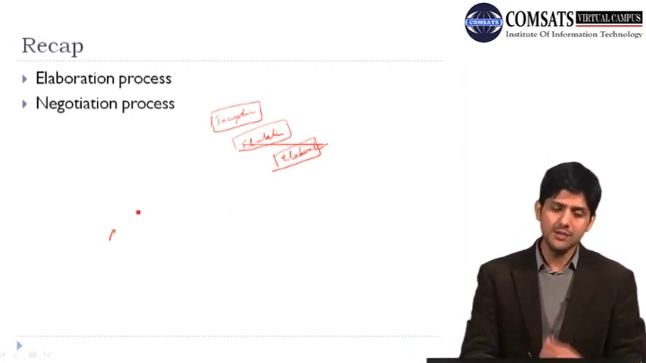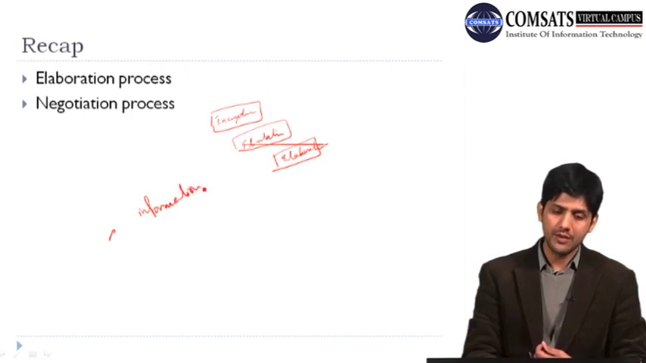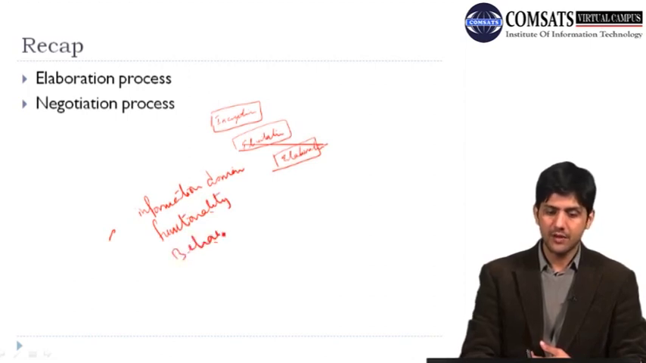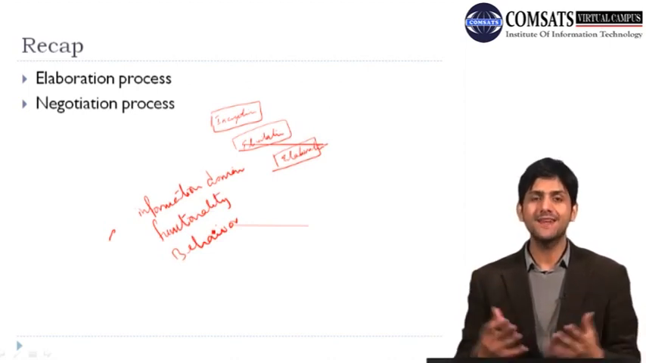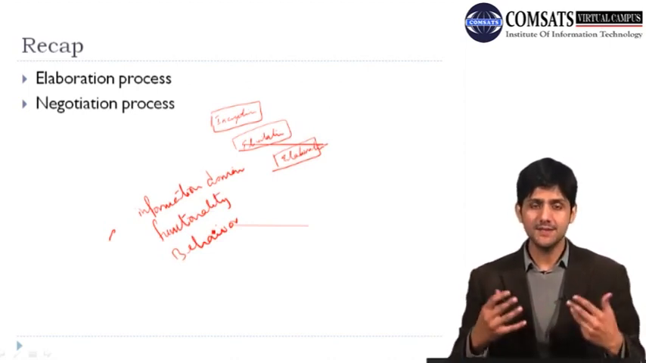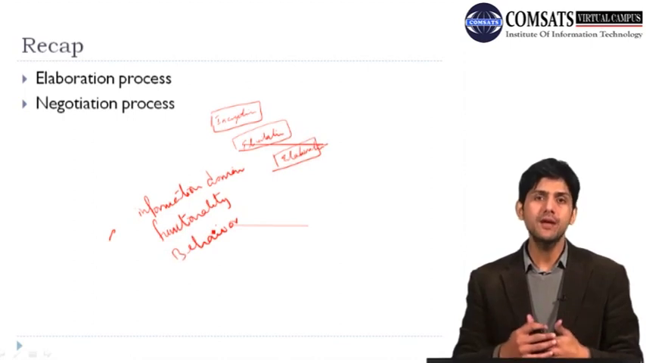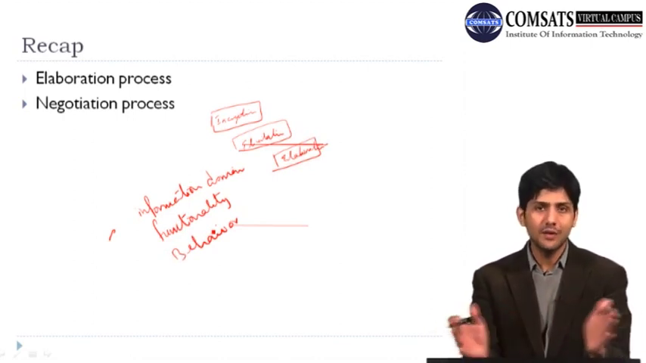There were three goals that we were interested in. We wanted to know more about the information domain. That was the first thing. The second was to understand the functionality of the product, and the third was to understand the behavior. So it is very important to understand that when we apply different analysis techniques, each technique that you use should help you in gaining one of these three objectives.